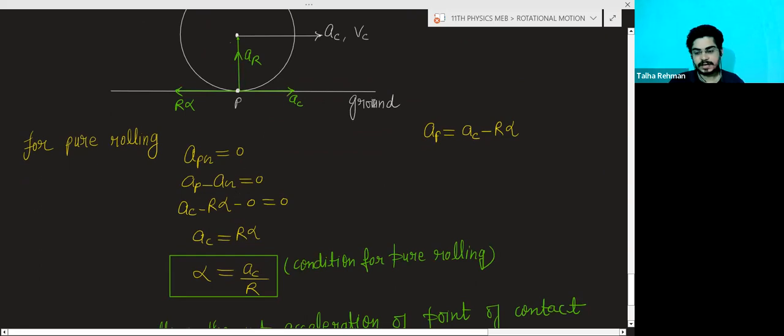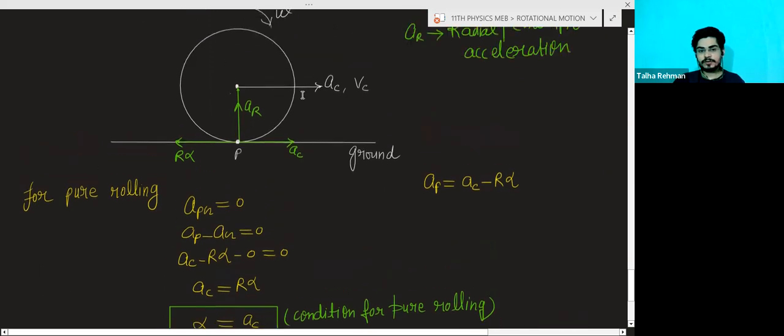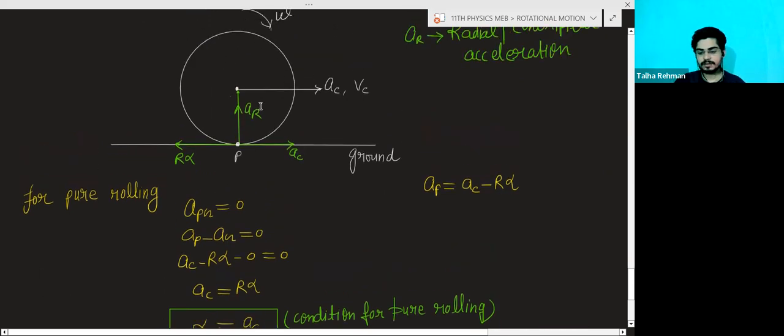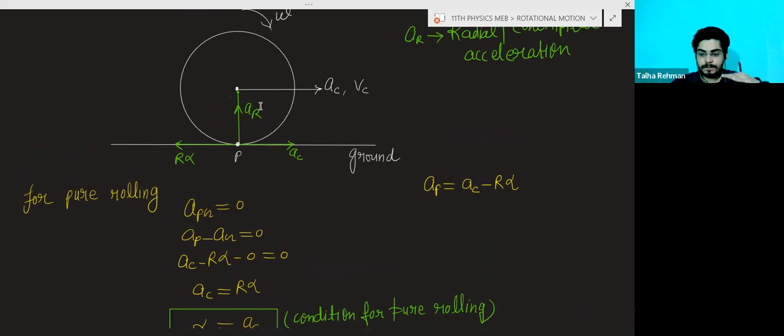In this case, this ground is at rest, means the platform on which this body is rolling is at rest. Now there can be another platform, in which the platform is itself moving and the body is rolling on that. So that condition also we'll see.